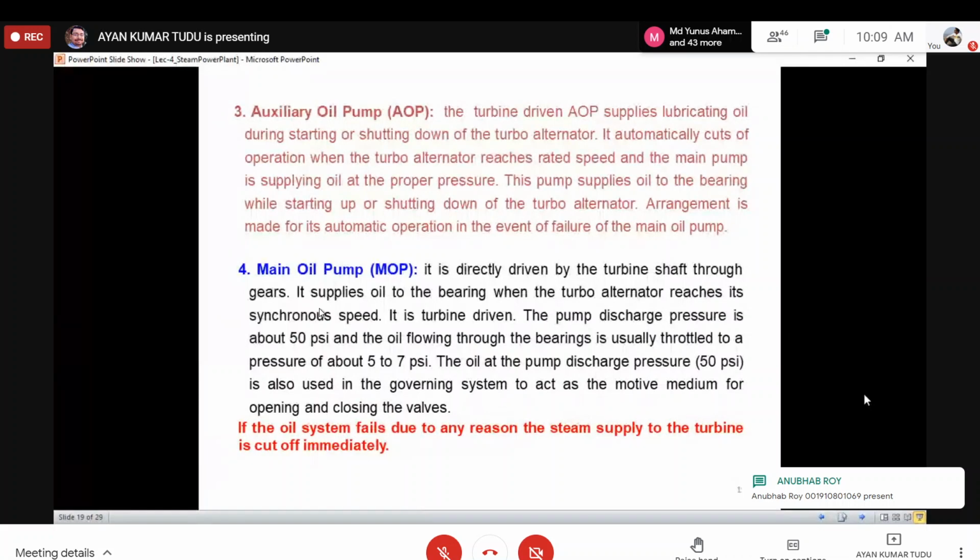Okay, now we have talked about something called a barring gear in the jacking oil pump section. So what is a barring gear? Please remember that whenever the unit is tripped, the turbine will come to standstill after some time. It will be coasting towards standstill.